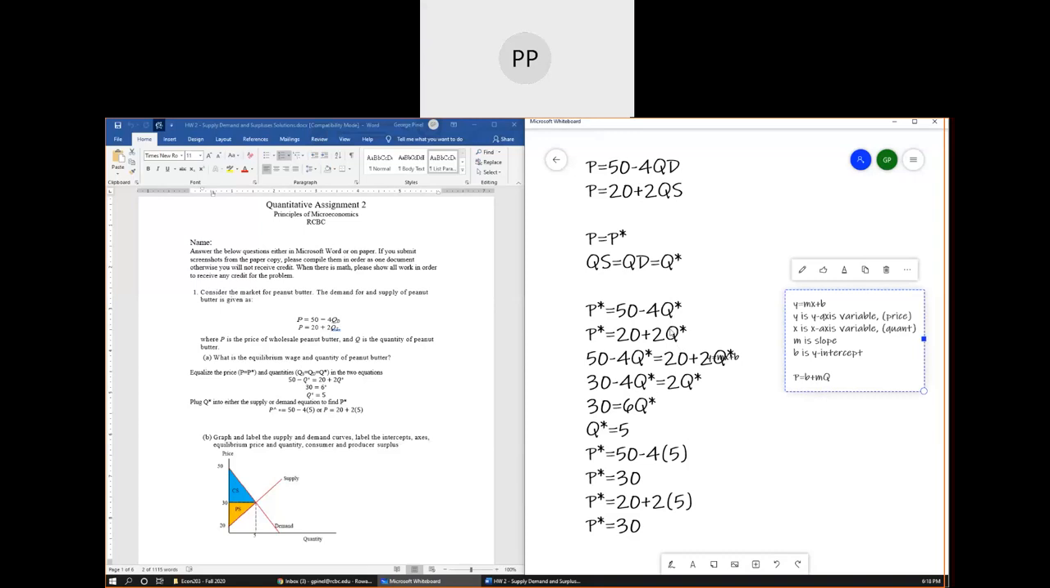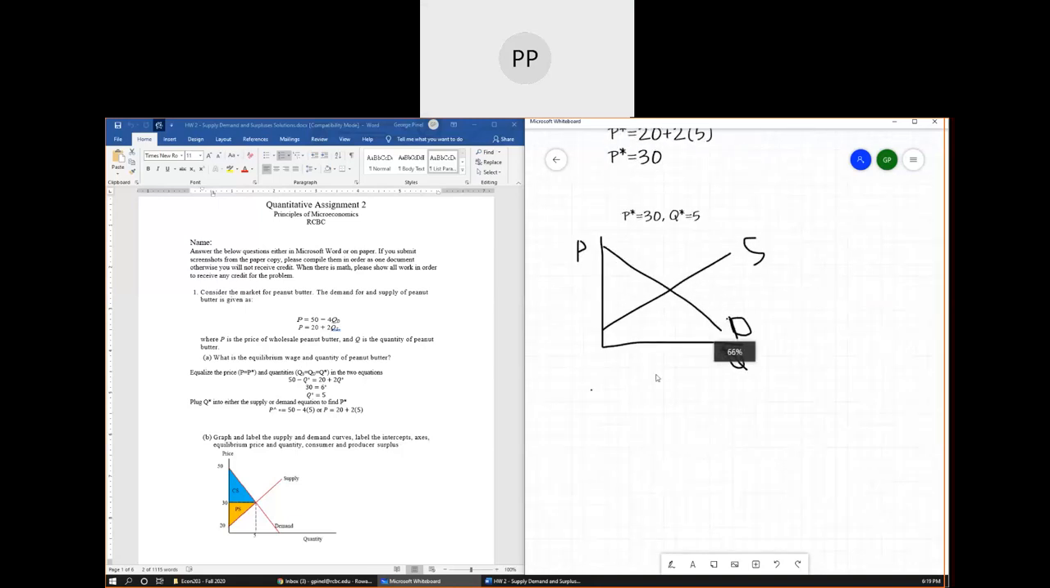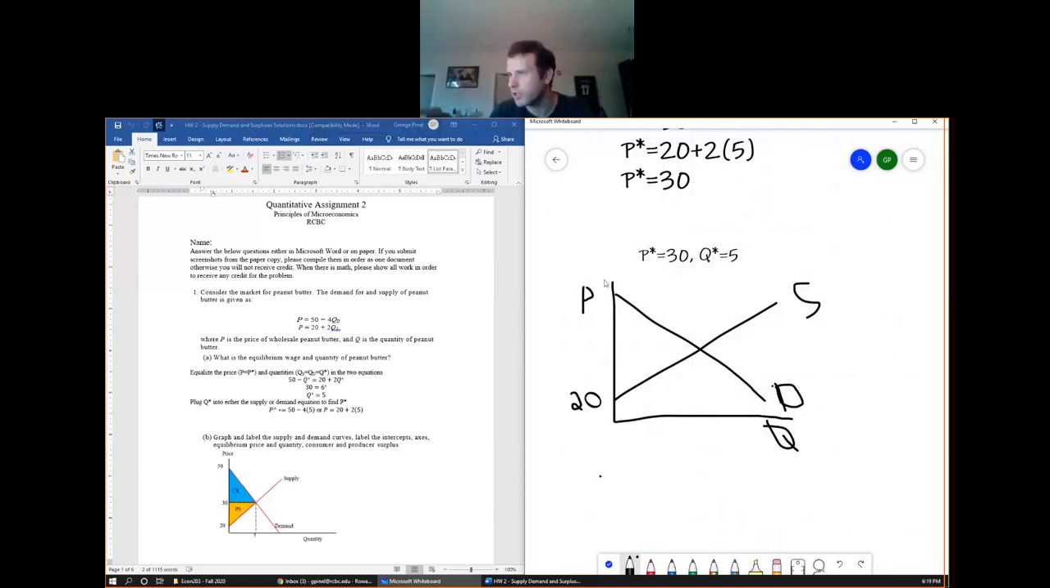Okay, going back to the original question, what should be the y-intercept for the supply equation? The y-intercept is 20. Yes, exactly. Perfect. All right, so let's go back down here. So I can label this one 20, and label this one over here as 50.